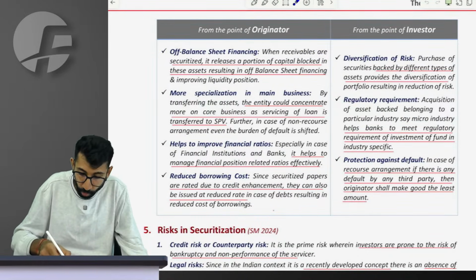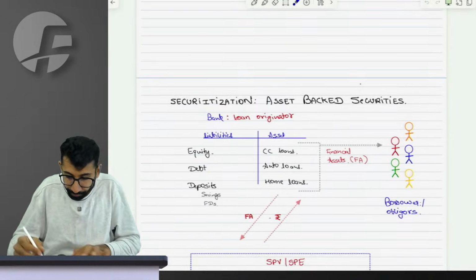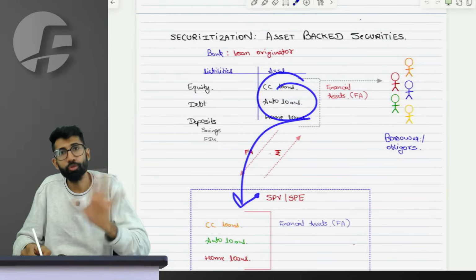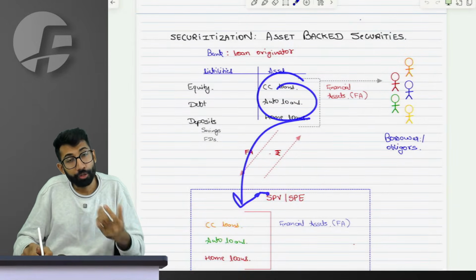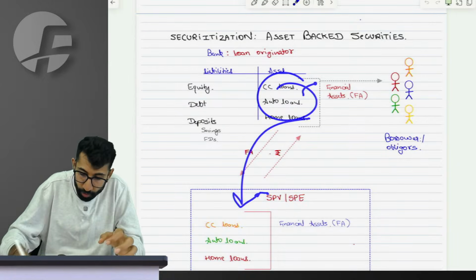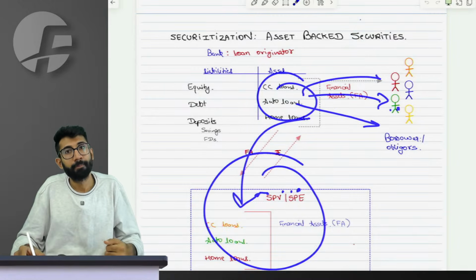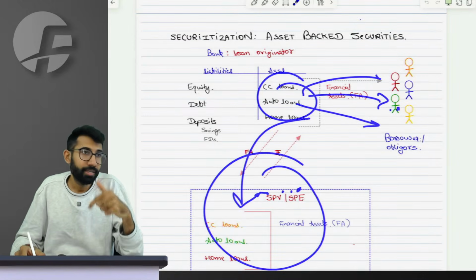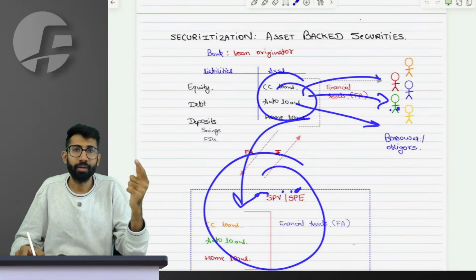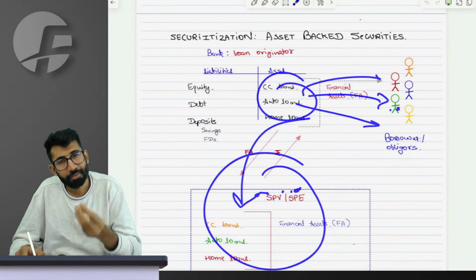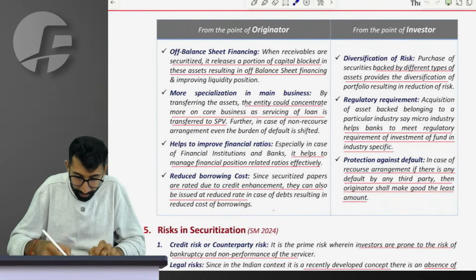Perfect. Next, more specialization in the main business. Sir, once you sell off your assets and you don't have to service them, do you agree you can focus more on your main business of giving loans and earning money rather than servicing the existing people? Servicing them by sending reminders for loan repayment, managing their administrative process, KYC process, etc. are things you can avoid. Perfect. Sir, that is another thing.